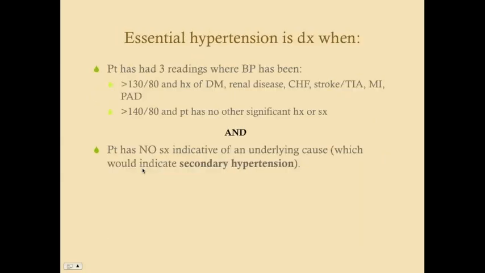So essential hypertension will be your diagnosis when the patient has had 3 readings where the blood pressure has been over 130 over 80, and they have a history of diabetes mellitus, renal disease, congestive heart failure, stroke, TIA, myocardial infarction, or peripheral artery disease. Or their blood pressure is greater than 140 over 80 and the patient has no other significant history. So remember, we keep the cutoff lower if they have these other risk factors toward the complications that can come out of hypertension.